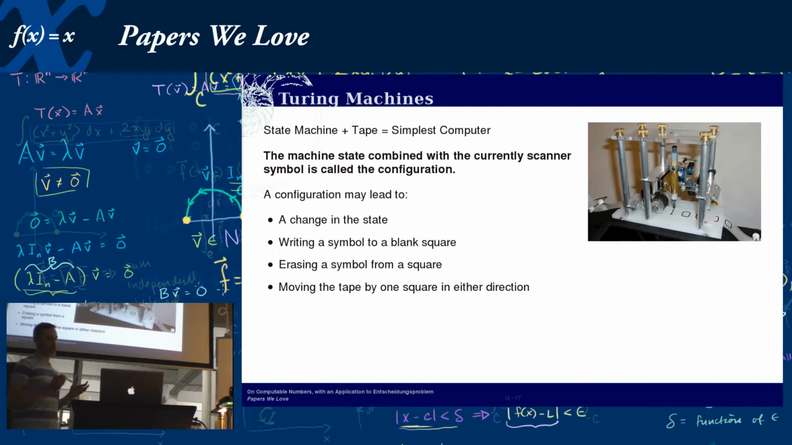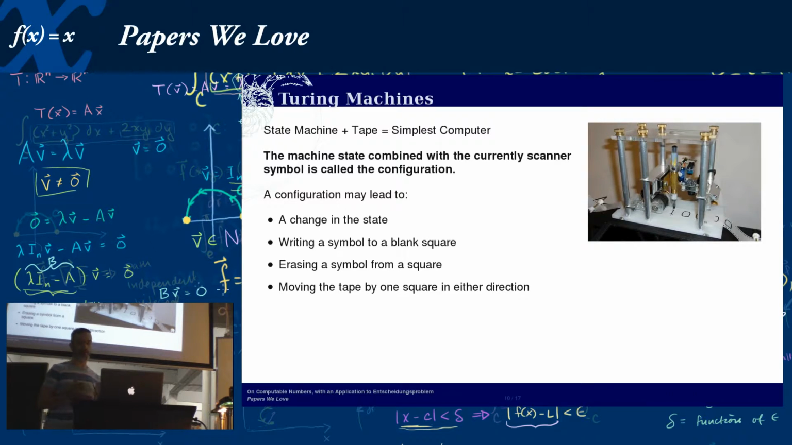So state machine plus tape is probably the simplest computer you can make. Turing's machines are not efficient. You probably would not want to build one. They can do anything that our modern computers can do, but they would probably do it very slowly, and programming them would be very, very difficult.